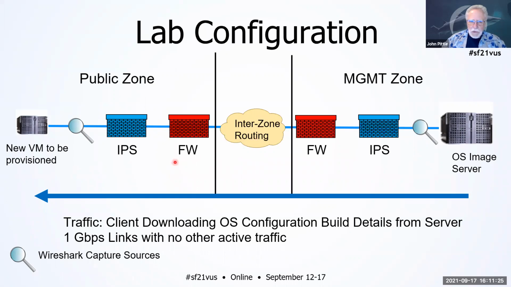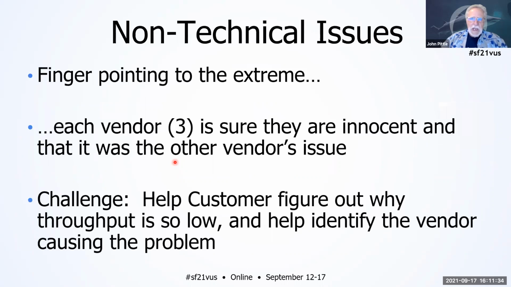But I believe these were all 10 gig. No, they were 1 gig links, but there should have been no bandwidth delays whatsoever. So this is our lab configuration. There was a firewall vendor, there were switch vendors, there was IPS vendors, the virtualization vendors. Everybody's pointing at everybody else. They're like, hey, it's not me, it's got to be the other guy.